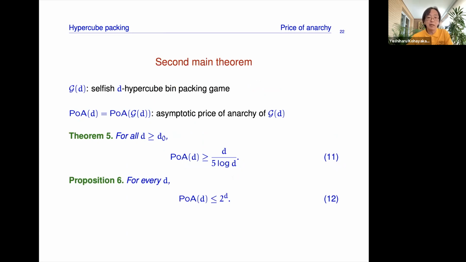Now, you can prove, with kind of the same packing lemma that I will discuss soon, that the price of anarchy of this game is at least d divided by 5 log d. So it's again a lower bound of order d divided by log d.